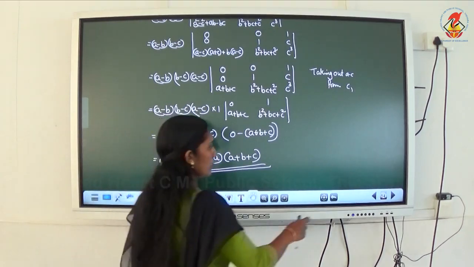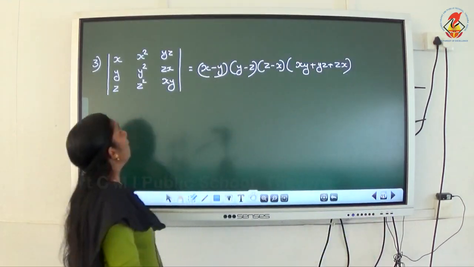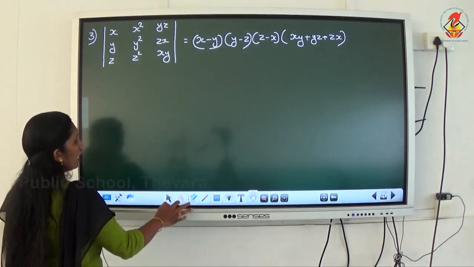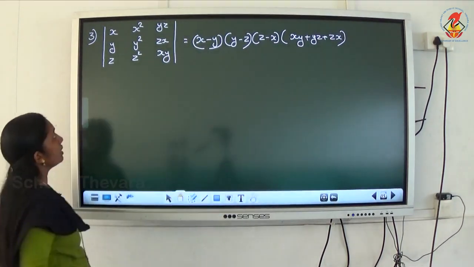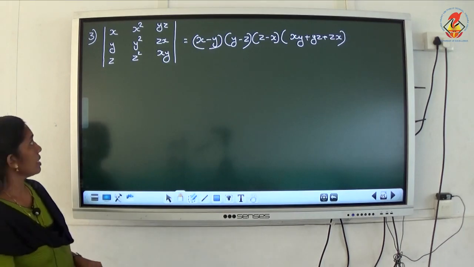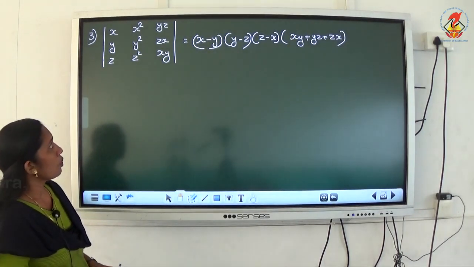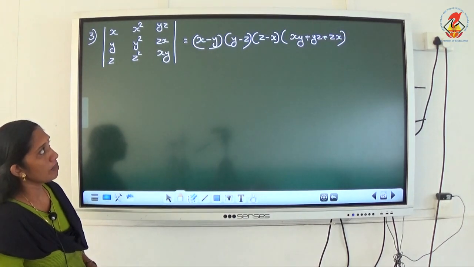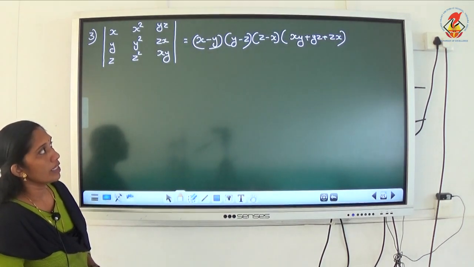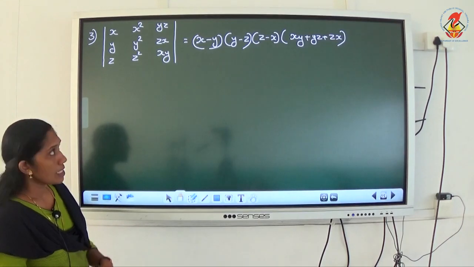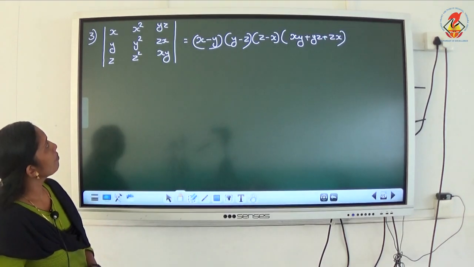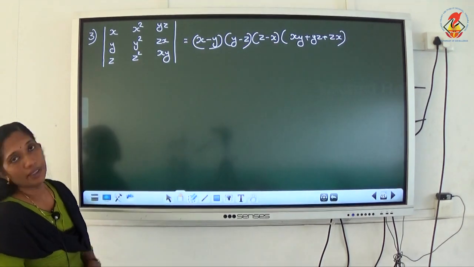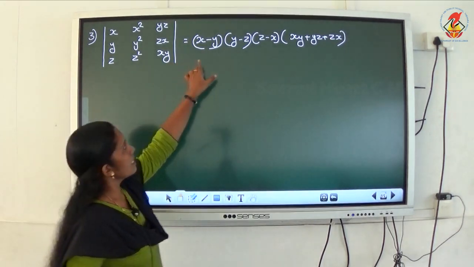Okay, the next question. Determinant x square, yz; y square, zx; z square, xy is equal to x minus y, y minus z, z minus x, into xy plus yz plus zx. Just like the previous question, here also we can't take anything outside. So you have to check the answer part.